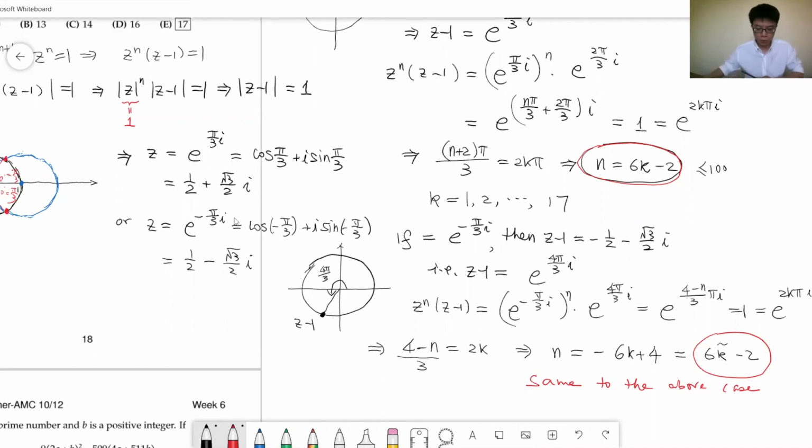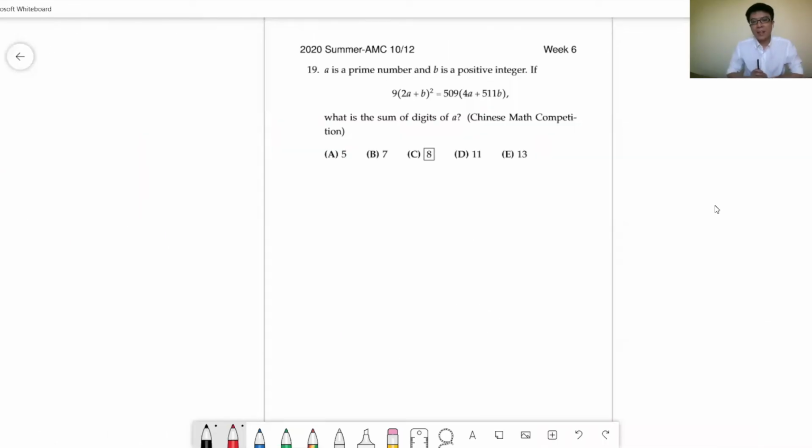Okay, that's the solution. All right, problem 19. We have this indefinite equation for a and b. A is a prime number, and b is a positive integer. We have the following equation. What's the sum of the digits of a? So basically, we need to solve for the value of a.